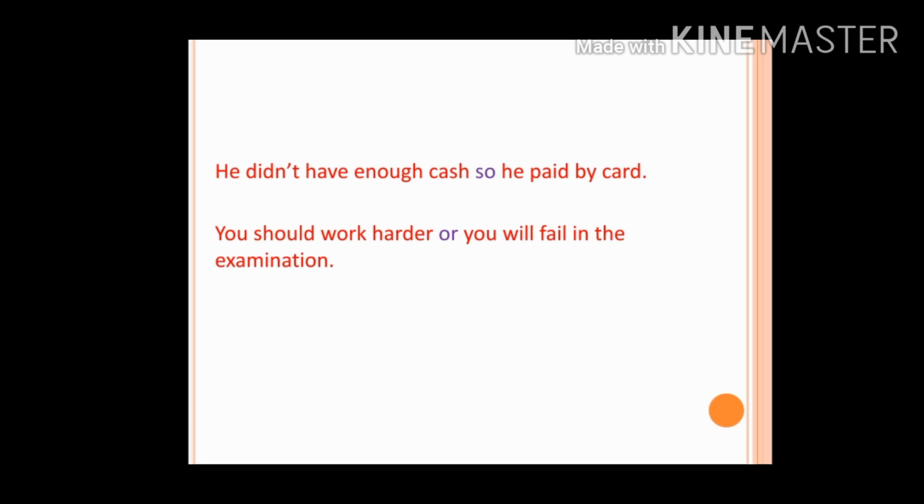He didn't have enough cash, so he paid by card. "He didn't have enough cash" and "he paid by card" are both independent clauses and they are connected with the coordinating conjunction "so". You should work harder or you will fail in the examination. Here, "you should work harder" and "you will fail in the examination" are both independent clauses and are joined by the coordinating conjunction "or". Since all these sentences have two or more independent clauses, they are called compound sentences.